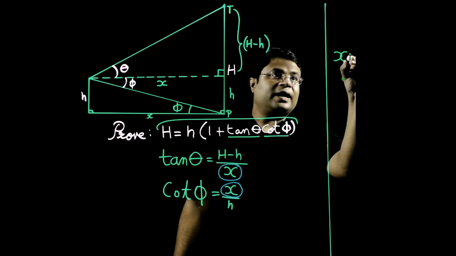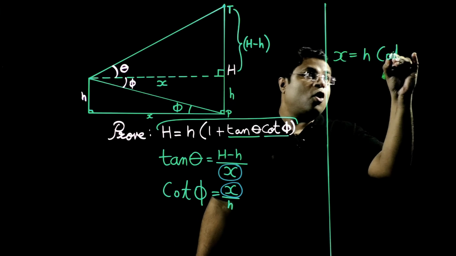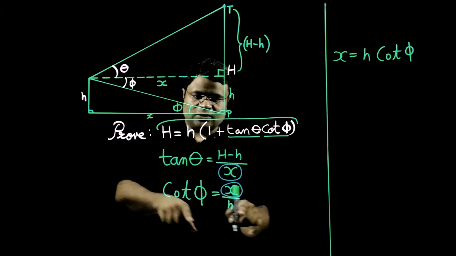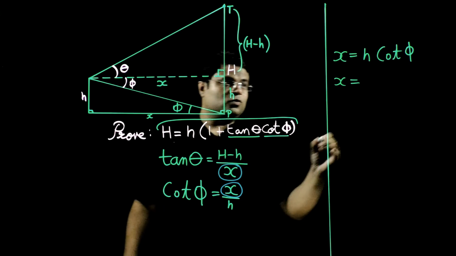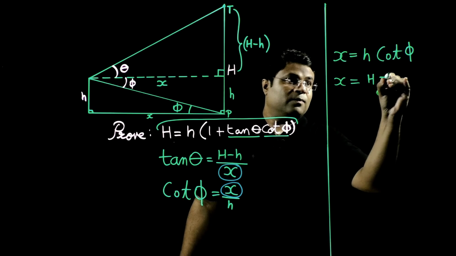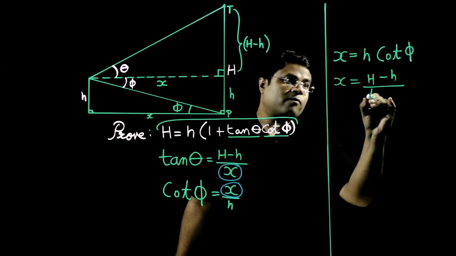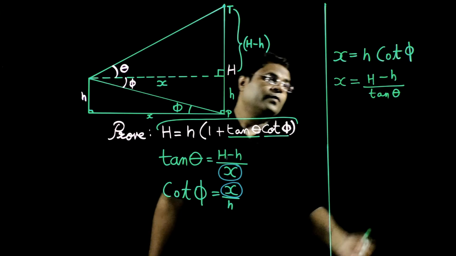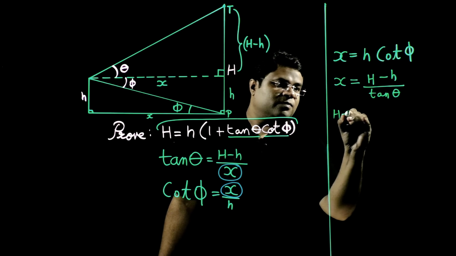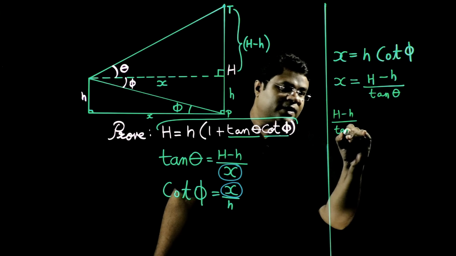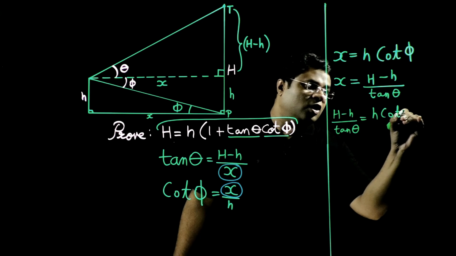x. x is equal to h cot phi. So x is equal to h cot phi, and here x is equal to capital H minus small h upon tan theta. So all you need to do is equate them. You will say that capital H minus small h upon tan theta is equal to small h cot phi.